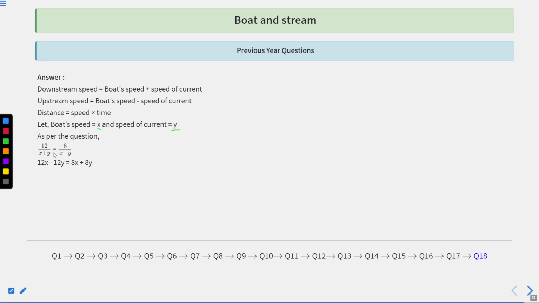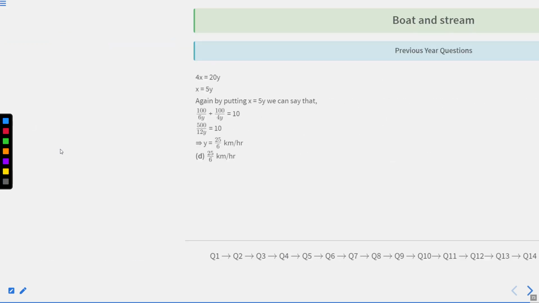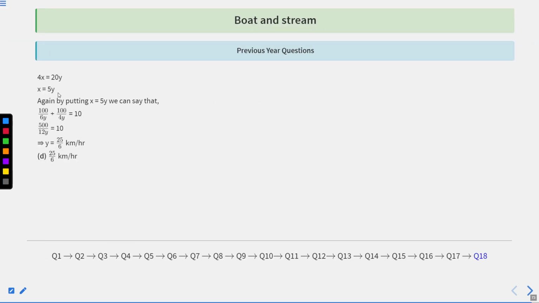As per the question, 12 upon (x plus y) equals 8 upon (x minus y). On simplifying, we have x equal to 5y. Again, putting x equal to 5y, we can say that 100 upon 6y plus 100 upon 4y equals 10. So y equals 25 upon 6 kilometers per hour. So the correct option here is option D, 25 upon 6 kilometers per hour.